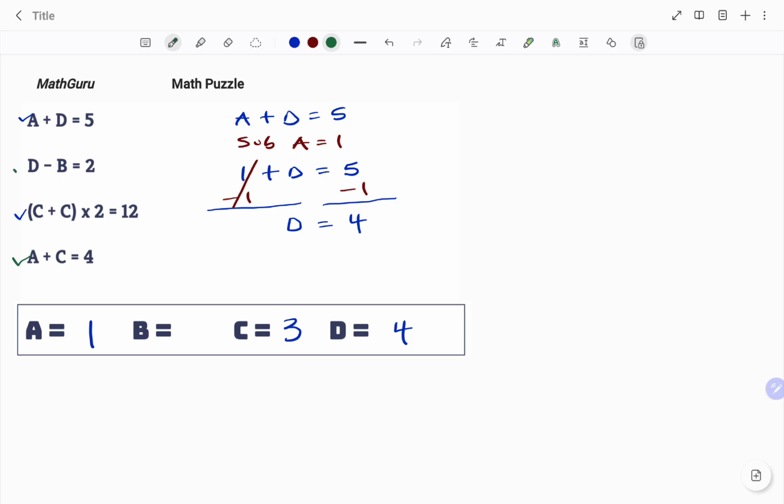And the last but not the least, I have d minus b equals 2.